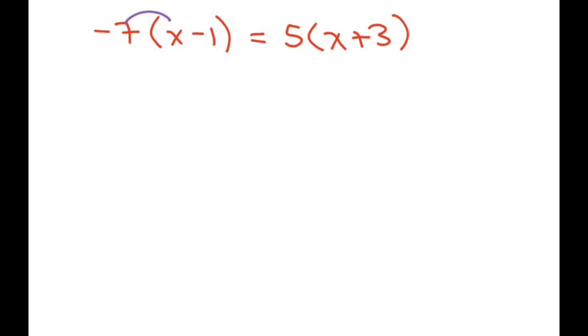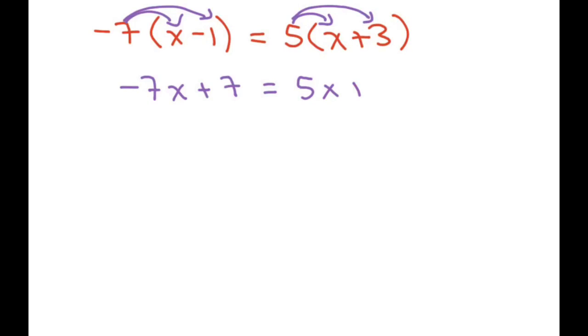So we're going to go ahead and do the same thing. Distribute both the left and the right side. So negative 7 times x is negative 7x. Negative 7 times negative 1 is positive 7. And then we get 5x plus 15. The right side's a little easier.